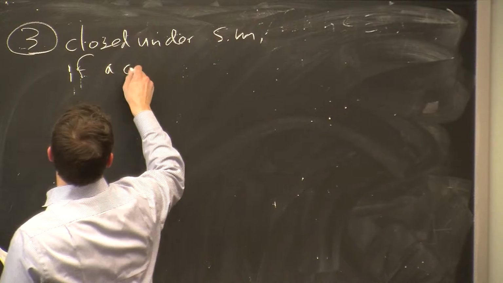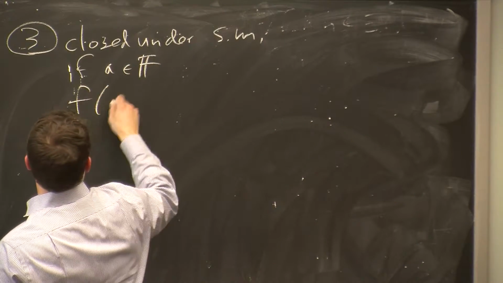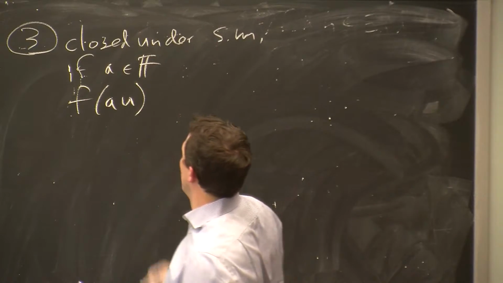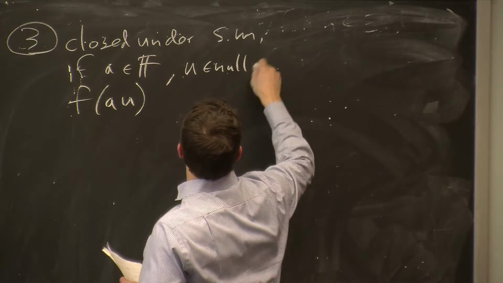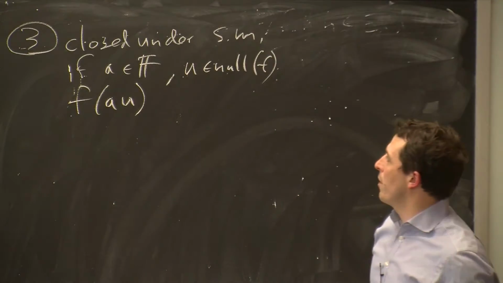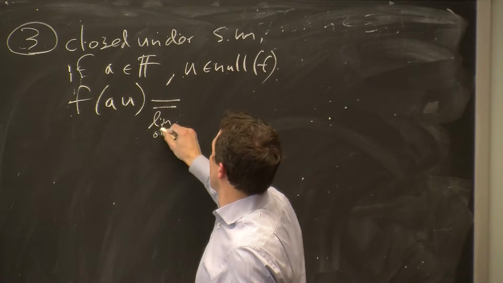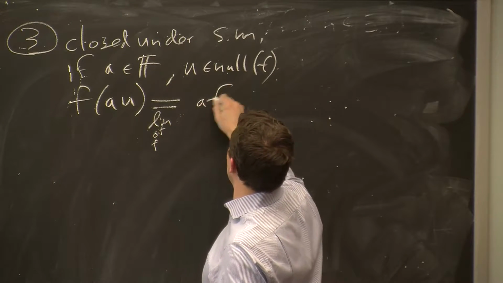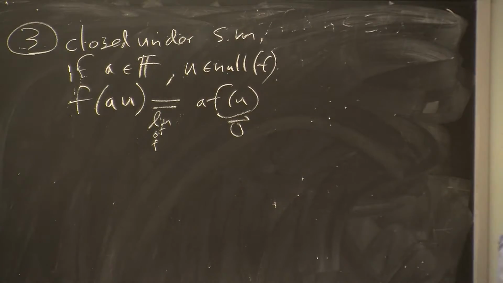So if a is in our field, we want to know if f(au) is in the null space. f(au), by linearity of f, is equal to a f(u). This is equal to 0. And a times 0 is 0.